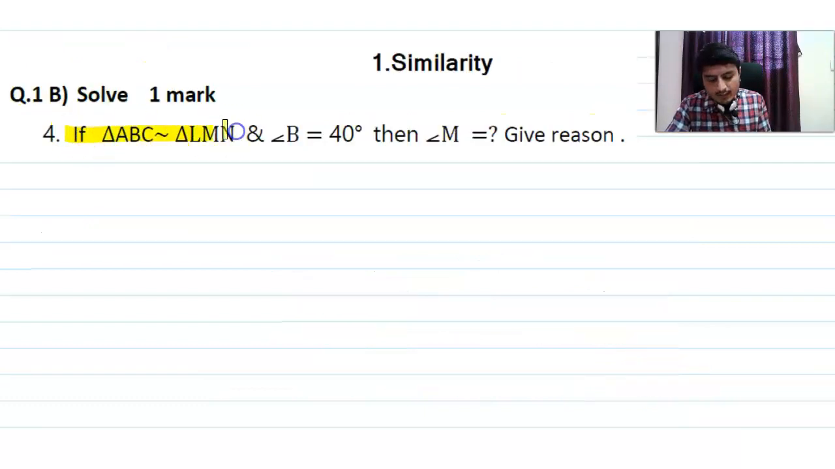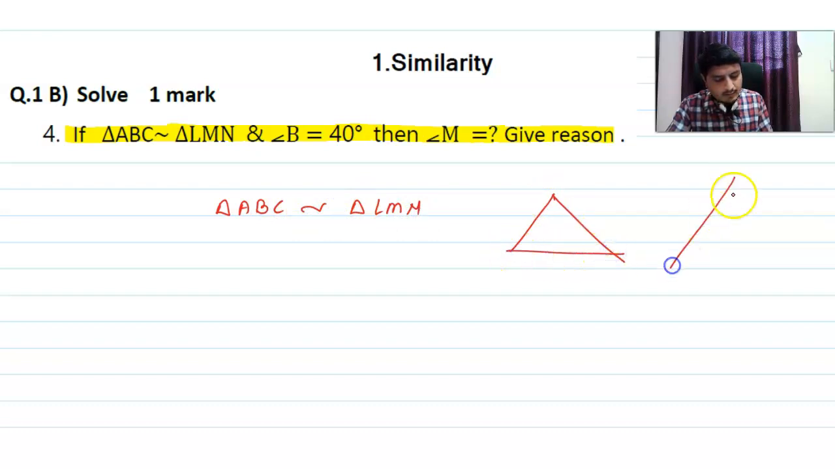It is of the form: if triangle ABC is similar to triangle LMN, and angle B equals 40 degrees, then angle M is equal to what? Give the reason. So here we have two triangles, ABC and LMN, that are similar. Let's figure out the question first. Let us consider ABC and LMN to be the triangles.